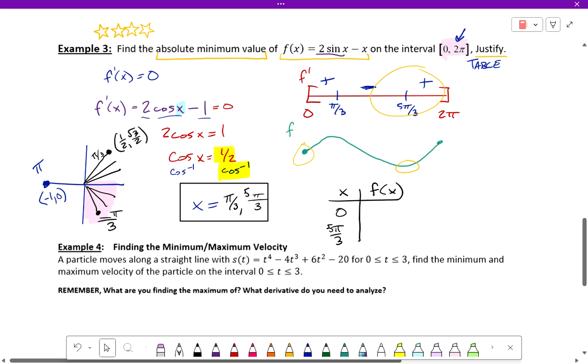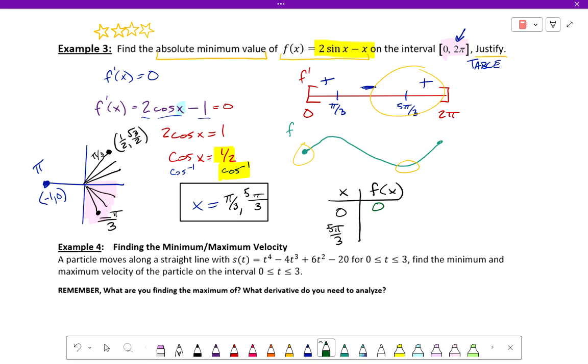So if I plug in 0, I'm plugging them into which equation? The original, because I want to know the f value. I want to know the value of the actual thing. So if I plug in sine of 0 is 0, times 2 would be 0, minus 0. Oh, this is 0.